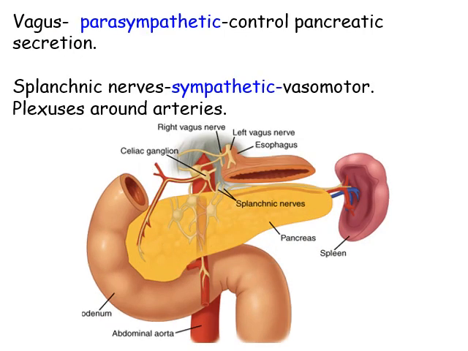Nerve supply, sympathetic and parasympathetic. So parasympathetic is here, right and left vagus. This is the parasympathetic to control the pancreas secretion. And then sympathetic is the splenic nerve plexus around the artery. This is the sympathetic.